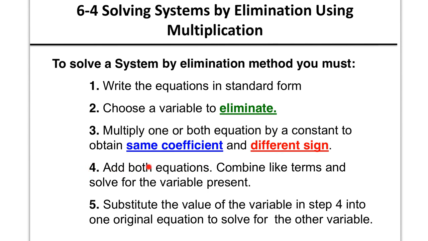After you have this done, same coefficient, different signs, then you go to step number 4. You add both equations, combine like terms, and solve for the variable. And number 5, after you know in step number 4 what the value of the variable is, you go back to one original equation and you solve for the other variable. So let's try an example here.